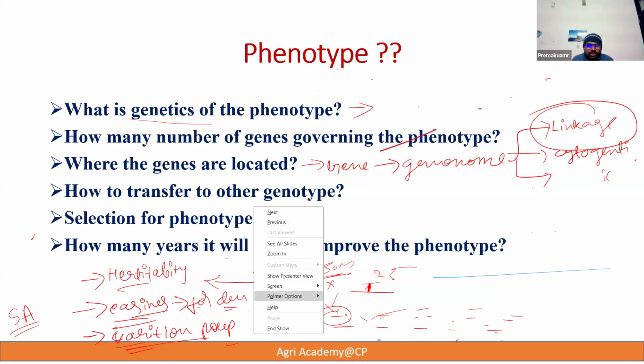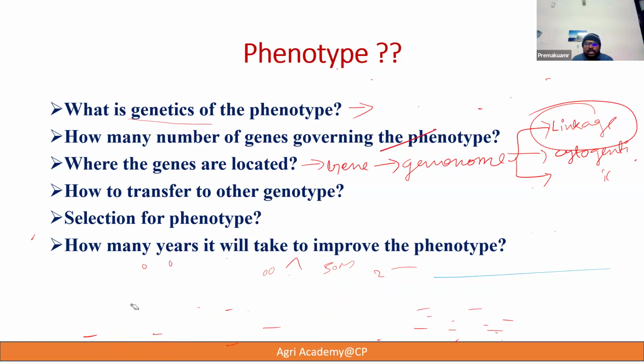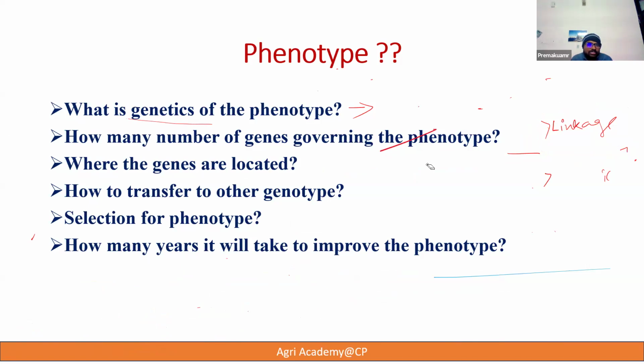We already discussed how trait-like time is also very important. For example, if it is a quantitative trait, it will take many years to improve that particular phenotype. If it is governed by a very few major genes, it's very easy to develop a particular variety in a small number of years, a very small number of years.